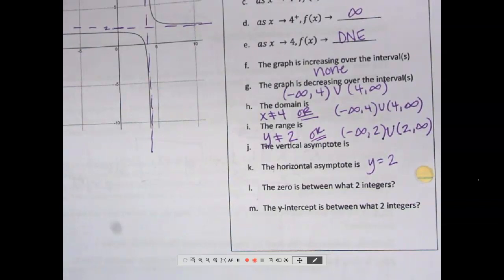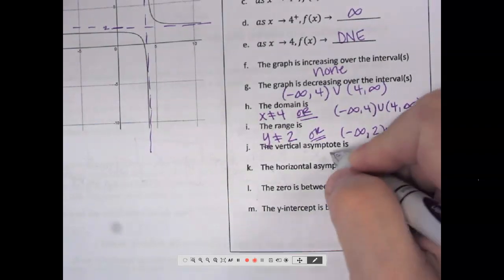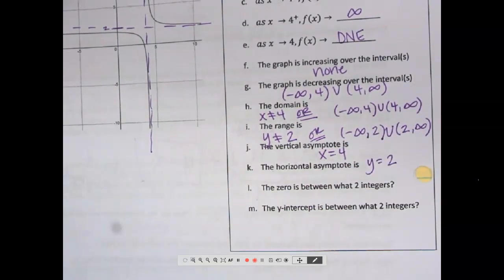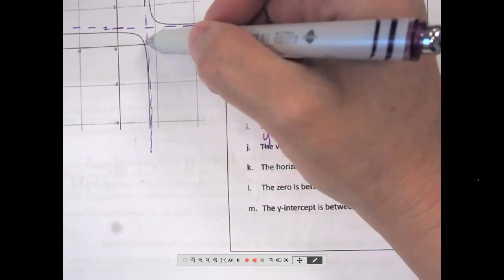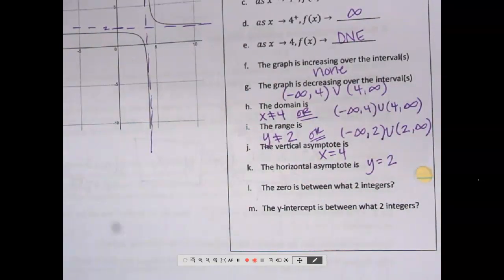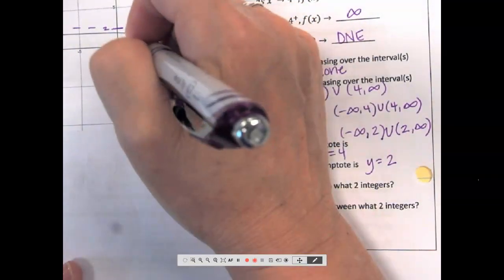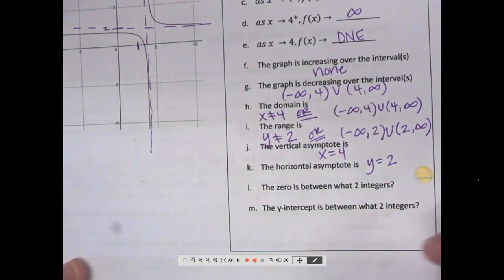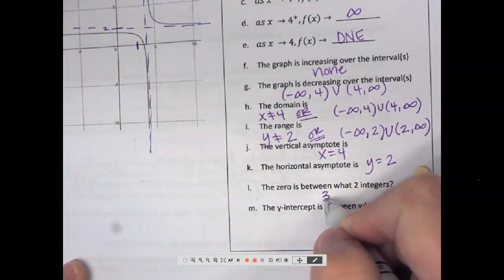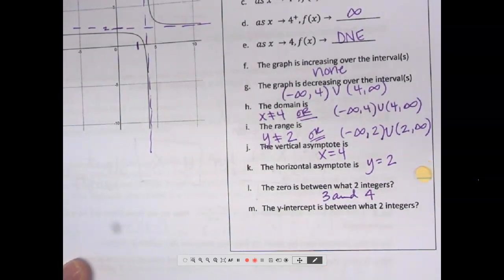All right, the vertical asymptote is what? X equals 4. Horizontal asymptote, we already got that. Y equals 2. The 0 is between what two integers? What is the 0 on a graph? X-intercept. Okay, we're going to have to do a little approximating. We've said that this is 4. So what do you think that is going to be between? Let's see. I would say that that's probably 3 in the middle there. So yeah, I'd say between 3 and 4. We can't tell exactly what it is, but I think it's safe to say it's between 3 and 4.